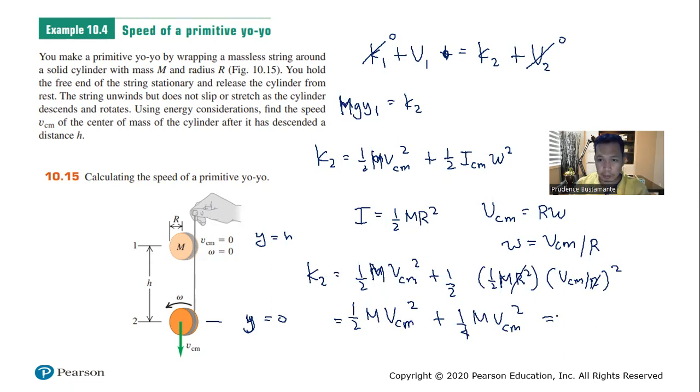So we have 0.75, or three fourths. 0.75 M V center of mass squared. Okay, 0.75 is equal to 3 over 4.